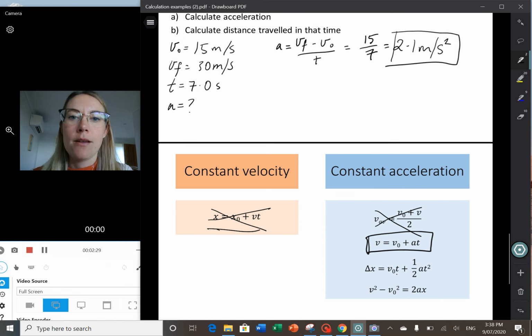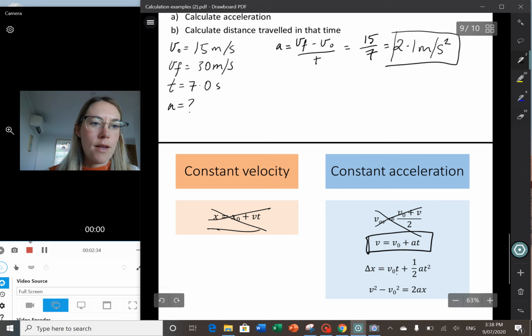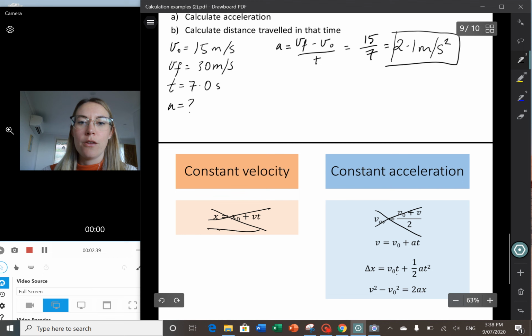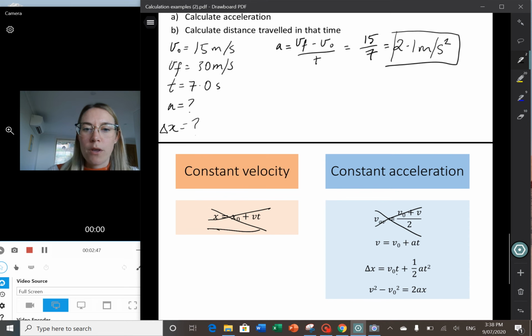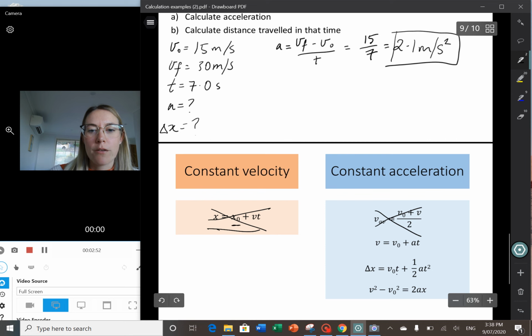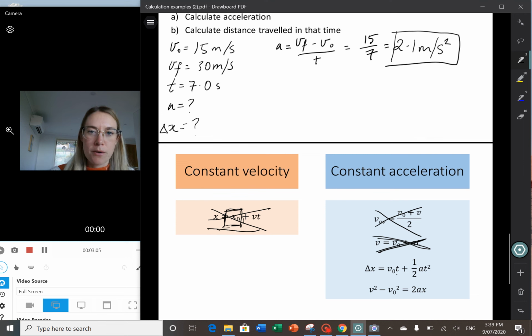And part B, we're asked to calculate the distance travelled in that time, so the 7 seconds. And again, I think the hardest part of this problem is just figuring out which formula to use. So we're being asked to find x. This formula for constant, assuming constant velocity, is still not going to help us because it relies on us having the initial position, which we haven't got. Again, the first formula is not helpful. It doesn't contain anything to do with position.